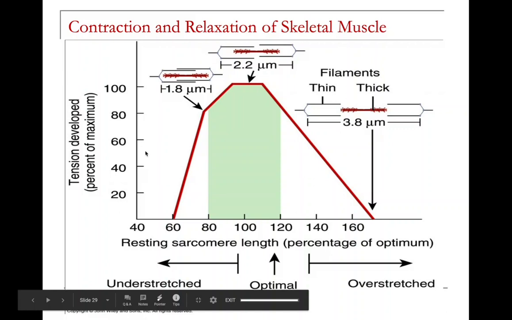So you can see there is a place where it's diminished and where you've got the peak strength, and then where it's diminished again. So understretched isn't good, overstretched isn't good. There's a place where it's optimal.